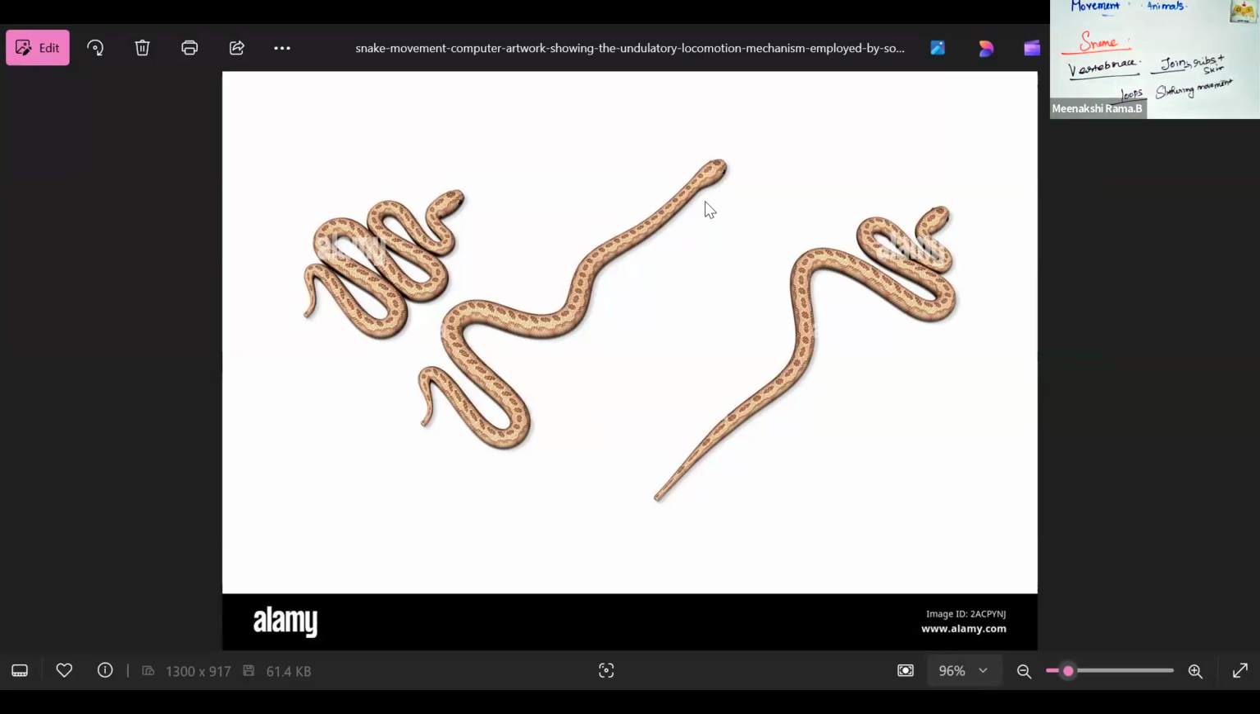The snake makes many loops on its sides, and then the forward push of the loops against the surface makes the snake move forward. How do snakes move forward? The forward push of the loops against the surface makes it happen. So it is called slithering movement.